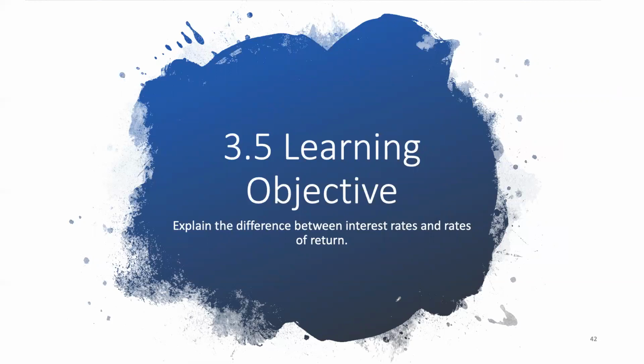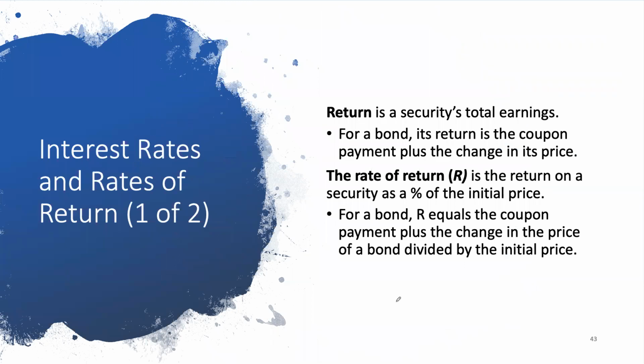Okay. And now we'll talk about this notion of rate of return, right? A return is a security's total earnings, right? For a bond, you can think of a bond which is trading on the secondary market. You could get returns in two ways, right? First, the bond is going to make a coupon payment. You will collect that coupon payment for sure. So that's one way you make a return. The second way you can make a return from that bond is from the price of that bond changing, right? So the rate of return of a bond equals the coupon payment plus the change in the price, divided by the initial price that you paid for it.